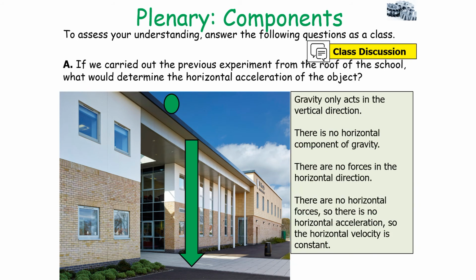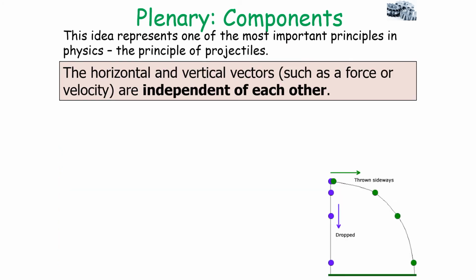Now it's important to note that if we carried out the previous experiment from the roof of the school, what would determine the horizontal acceleration? Well, it would only be gravity, because gravity only acts in the vertical direction. There's no horizontal component of gravity, so that means there's no forces in the horizontal direction. So if there's no horizontal forces, there's no horizontal acceleration, so the horizontal velocity will remain constant. So this idea represents one of the most important principles in physics, the principles of projectiles.